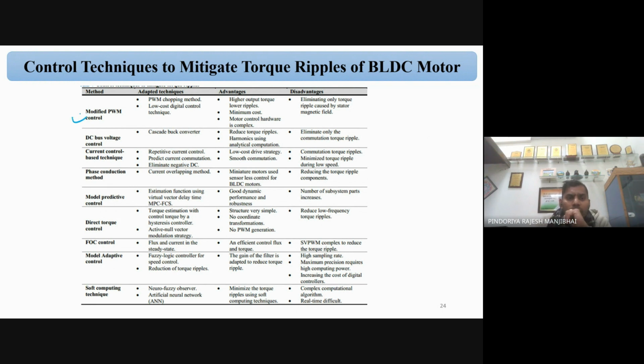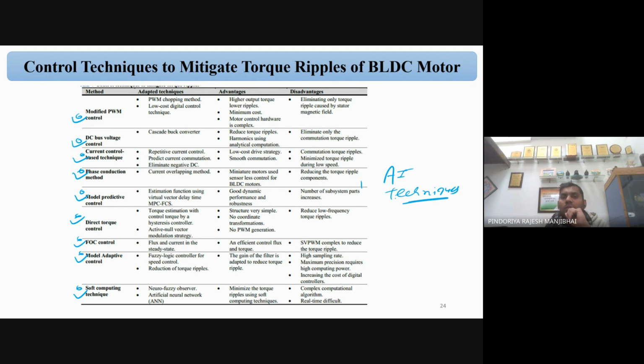There is modified PWM control, DC bus voltage control, current control based technique, phase conduction based method, model predictive control method, direct torque control method, FOC, and soft computing techniques. Additionally there is an artificial intelligence technique. We can say the AI technique is the latest technique.